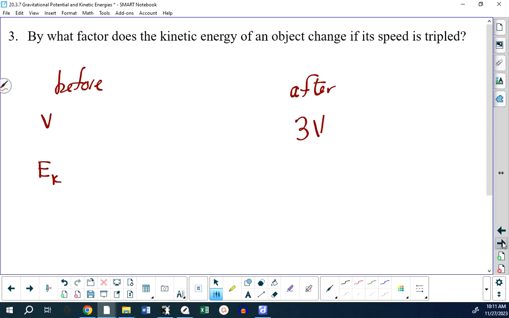It's not going to be 3 times as great, though. Does anybody know how many times as great it's going to be? It'll be 9. It will be 9 times as great. Because kinetic energy is 1/2 m of v squared, which is v times v. So if I triple v, I'm going to get an extra factor of 3 that occurs twice. And when I say an extra factor that occurs twice, I don't mean 3 plus 3. I don't mean 6. I mean 3 times 3, which is 9. So what you're going to have afterwards is 9 times the kinetic energy.